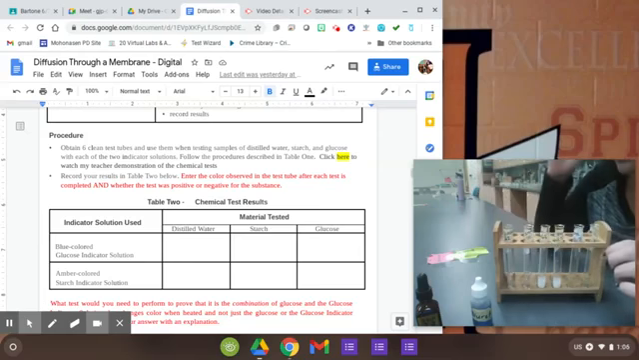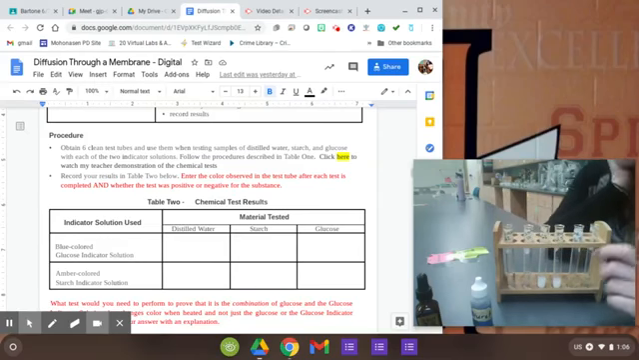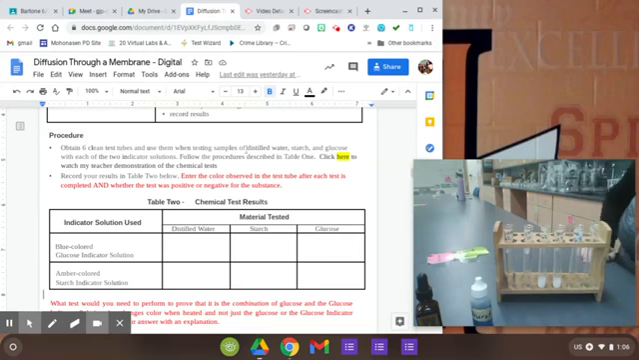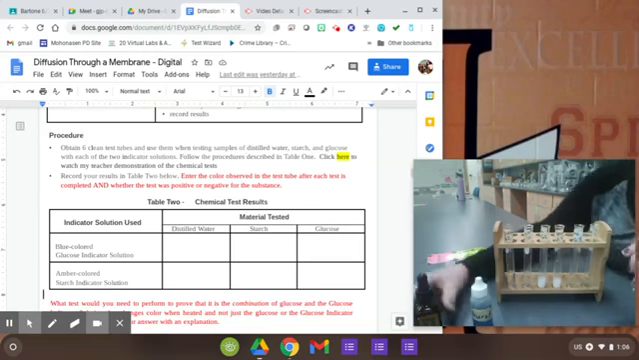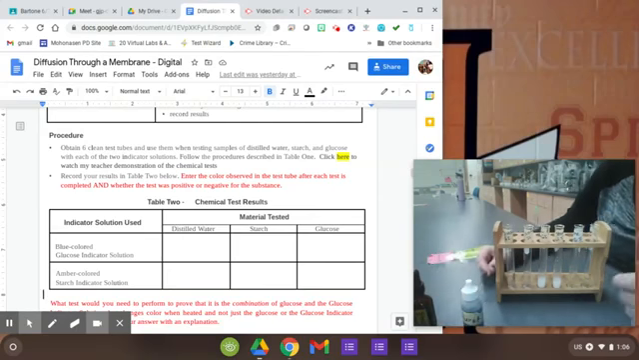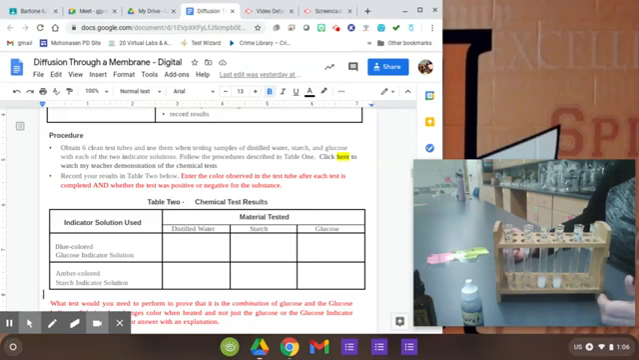In order to know if a chemical is present in these types of experiments, we are looking for a color change. A color change tells us that something is present. You're testing for the presence of something, either starch or glucose. We want to know what happens if it is present, and how we know that that's the case.